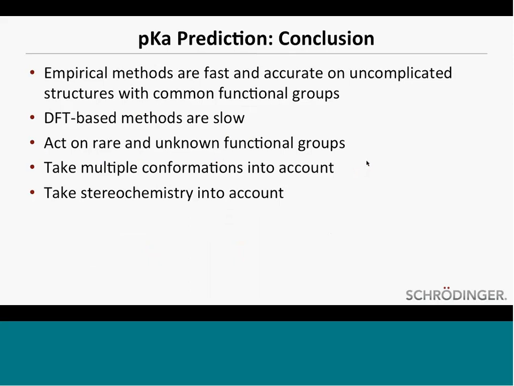So to conclude, empirical methods are fast for calculation of pKa, but may provide large inaccuracies on complicated structures with uncommon functional groups. Conversely, DFT-based methods are slow, but they're really good if you want to study rare or uncommon functional groups, or maybe something that might be more subtle electronically. It's important to take multiple conformations into account, as well as stereochemistry.